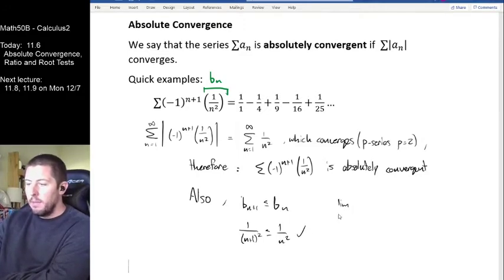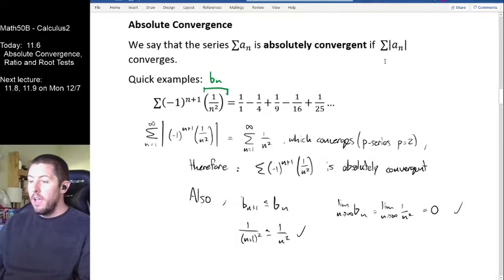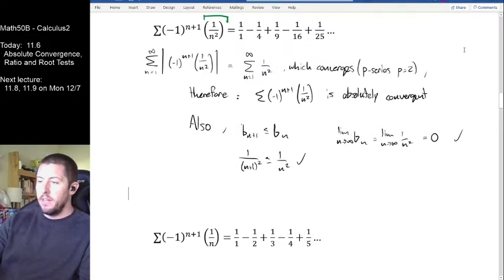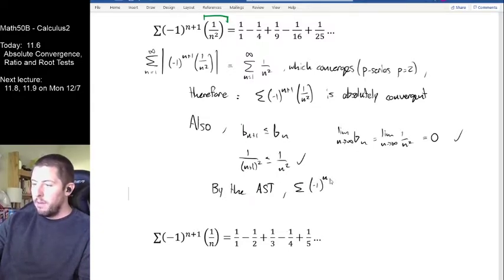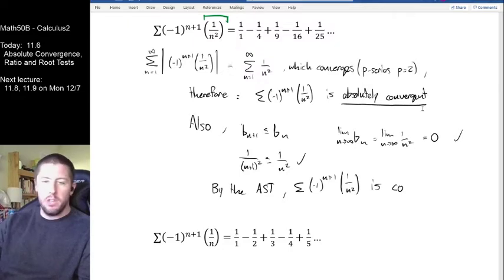I can also see that the limit as n goes to infinity of b sub n is the limit as n goes to infinity of 1 over n squared, and that's equal to 0, which is the other condition associated with the alternating series test. So I'm also noticing that by the alternating series test, this sum of -1 to the n plus 1 times 1 over n squared is just convergent, right? So we determined absolute convergence by looking at the absolute values of the individual terms.